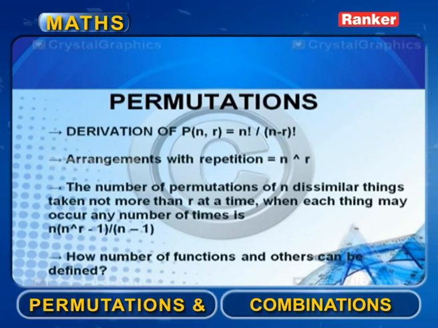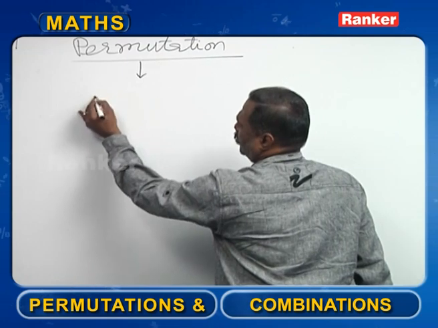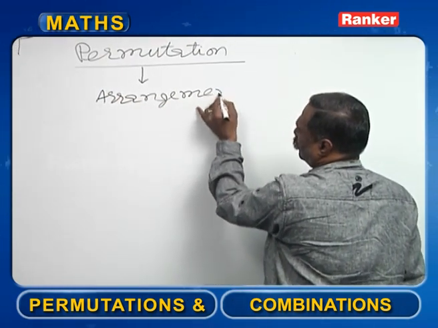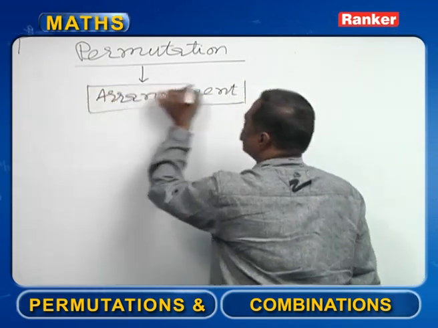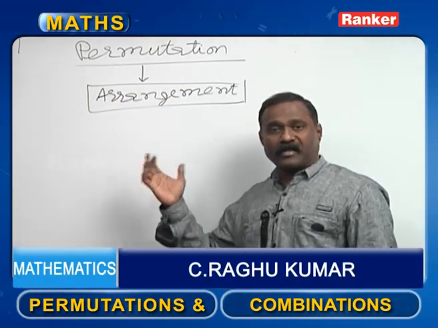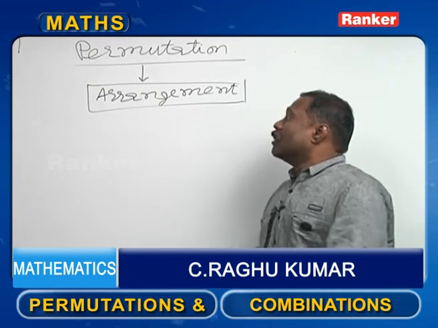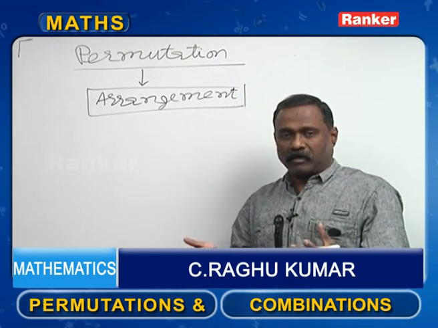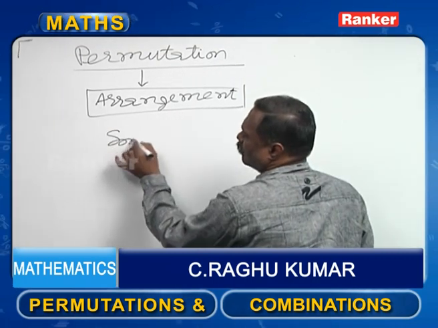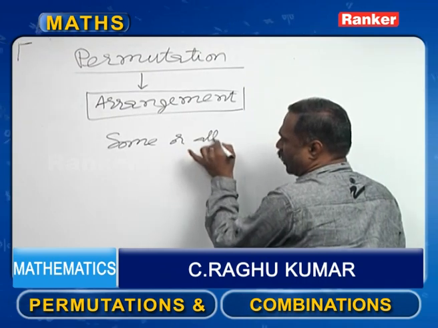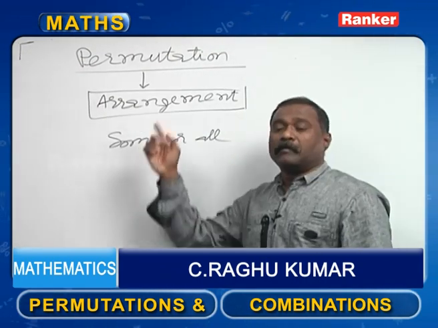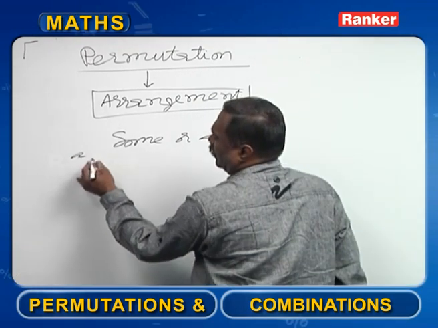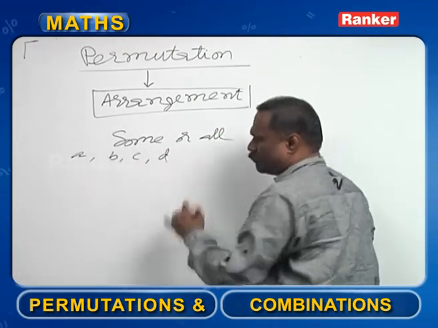Well, the permutation, the dictionary meaning of this, it is nothing but the arrangement. Arrangement of what? Arrangement of things or objects or whatever it is. And if you arrange the things or objects by taking some or all at a time, it is nothing but a permutation.